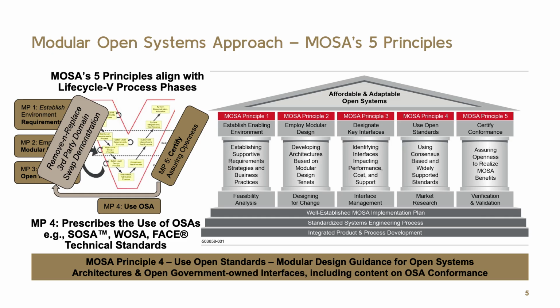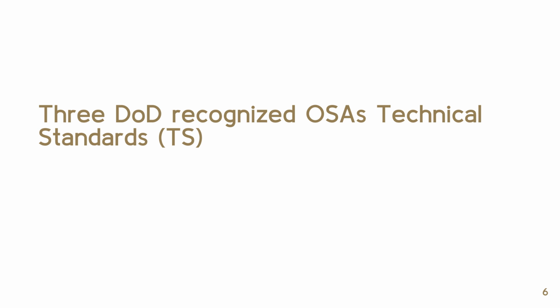What you'll see in newer ones like WOSA is in certifying components, they'll actually have you do a third-party domain swap where they'll remove and replace an entire module. So I placed it over top of, purposely, the modules 1, 2, and 3. The requirements, the design, and the interface need to be done with the artifacts in order to remove and replace an architecture. So we'll go into now the 3 recognized open systems architectures.